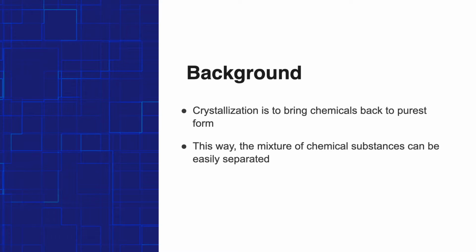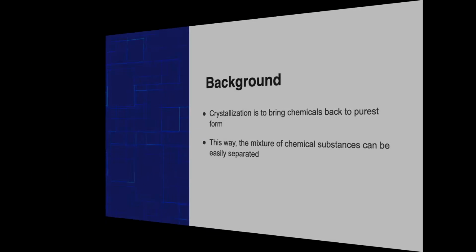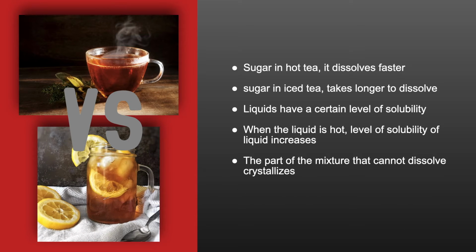How do crystals form? Let me explain in a way that everyone would be able to understand. I'm sure everyone is familiar with tea and iced tea. When you mix sugar into hot tea, the sugar dissolves faster. This is because warm liquids dissolve solids faster. When you mix sugar into iced tea, it takes a lot longer for it to dissolve, and sometimes it does not dissolve all the sugar.